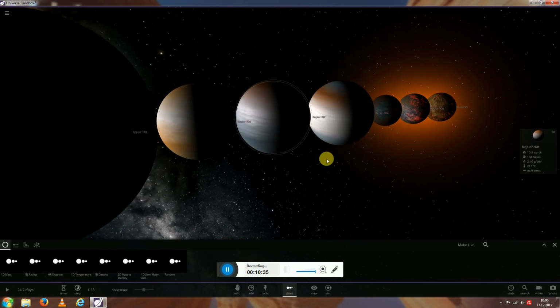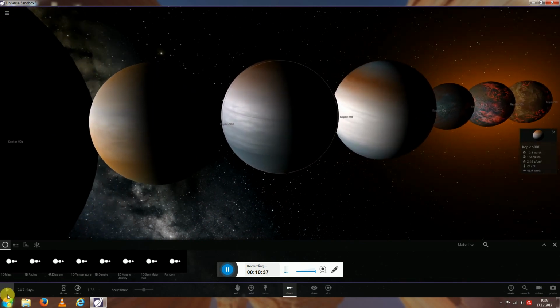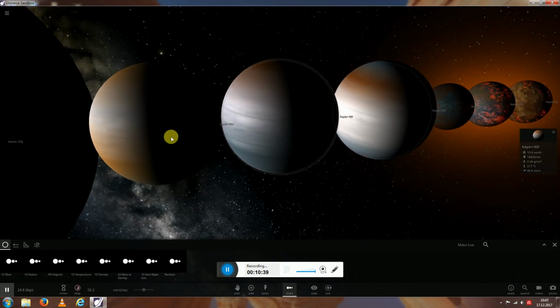These three planets over here are about more or less the same size as Uranus and Neptune in our own solar system, and they're also quite close to their host planet.